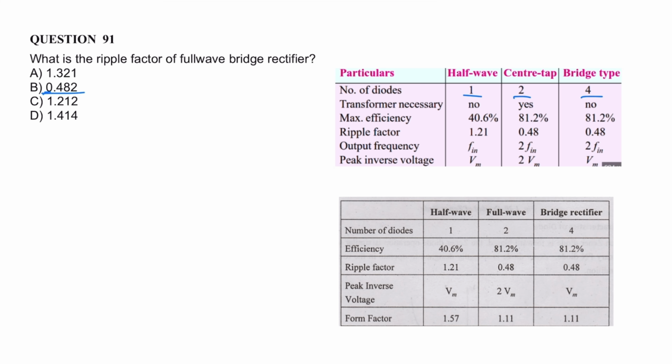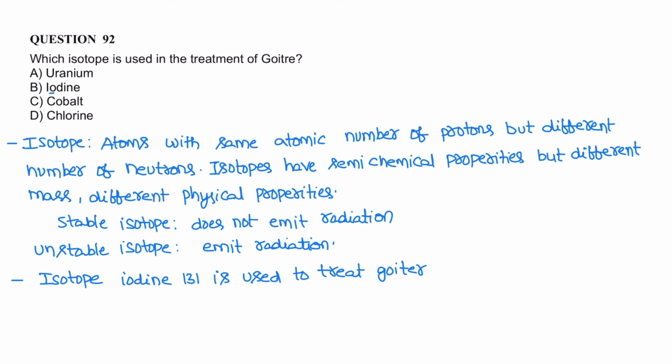Next question. Which is an isotope used for the treatment of goiter? Let us see the definition of isotope. Isotope means atoms with the same atomic number but different mass number. So atoms with the same atomic number of protons but a different number of neutrons.